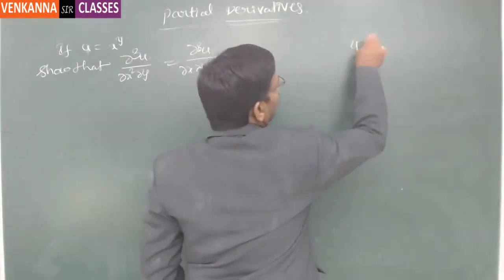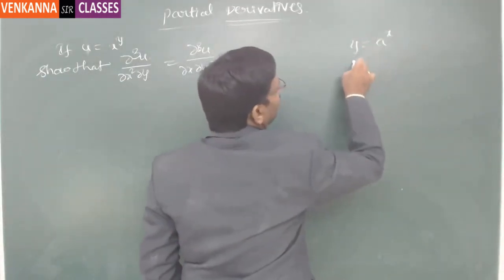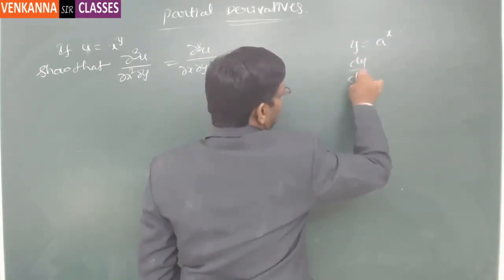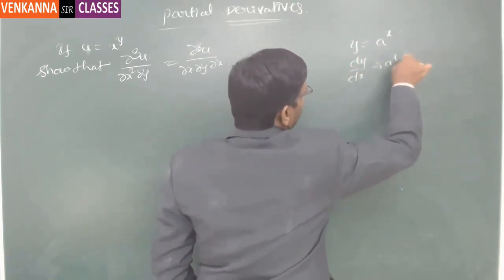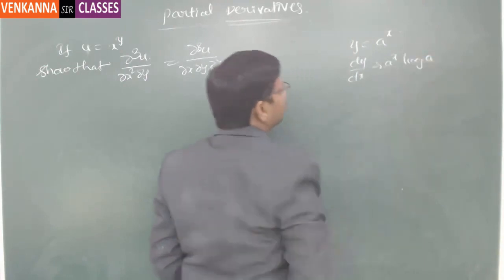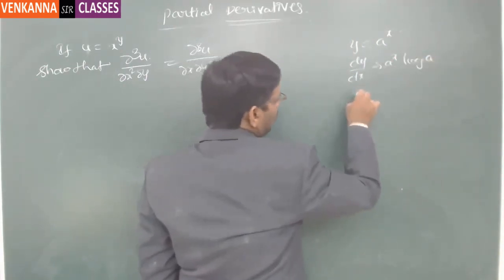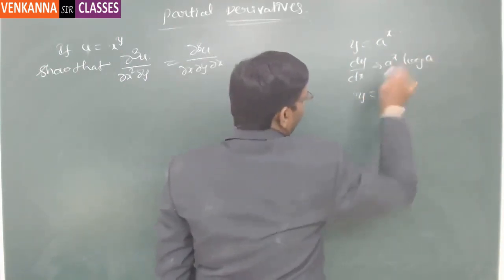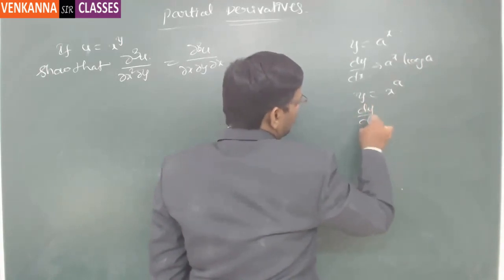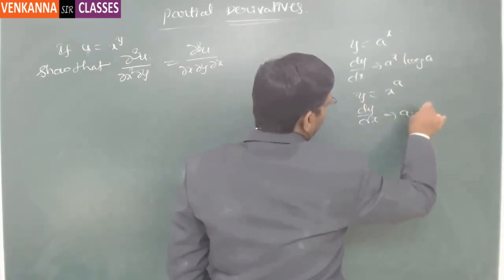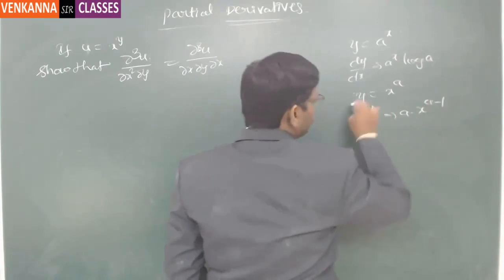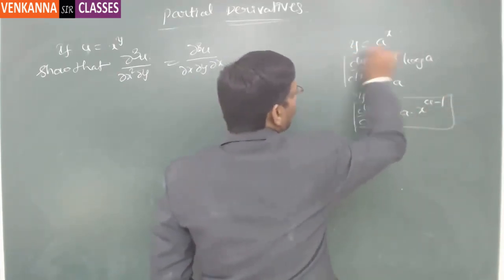So y is equal to a power x, then the derivative will be dy by dx is nothing but a power x log a. I hope everybody is aware of this. Similarly, y is equal to x power a. In that case, dy by dx will be a into x power a minus 1. So these are the only two rules that are played with this.